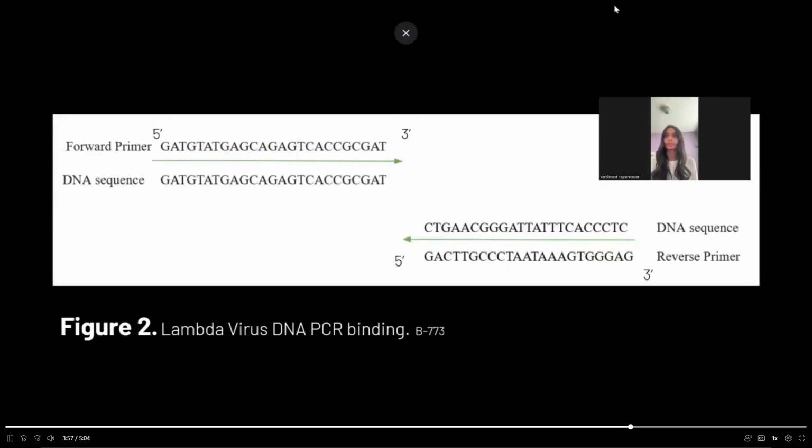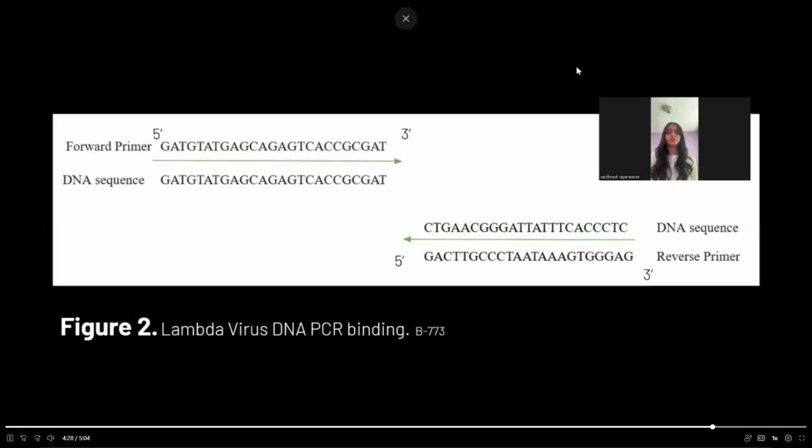This next slide is a mechanism for the lambda virus allele-specific PCR. From the 5' end to the 3' end, this is the DNA sequence for the forward primer, and then this is, from the 5' end, the sequence for the reverse primer. And if these successfully anneal, we will get our PCR product, assuming everything else works correctly in the PCR.